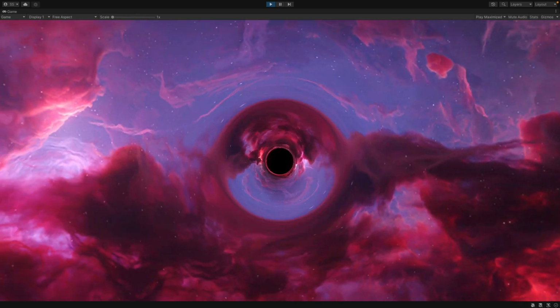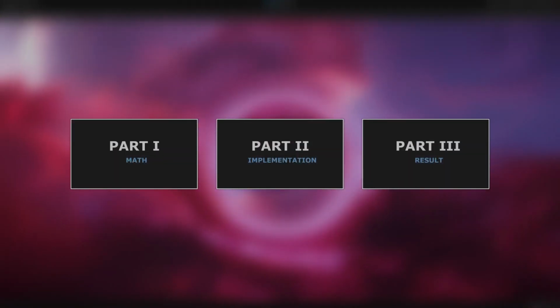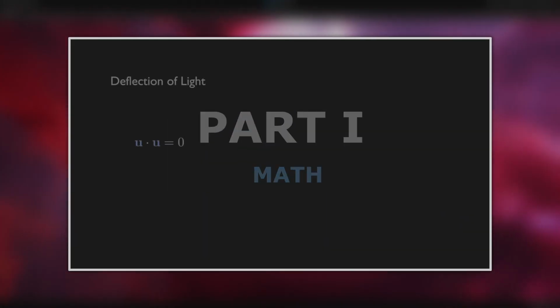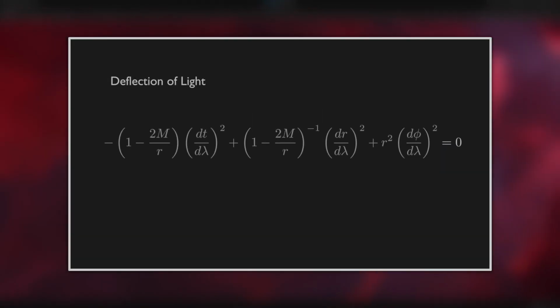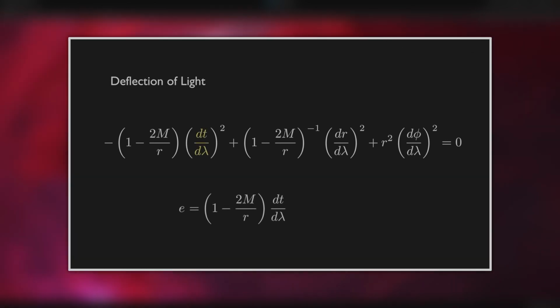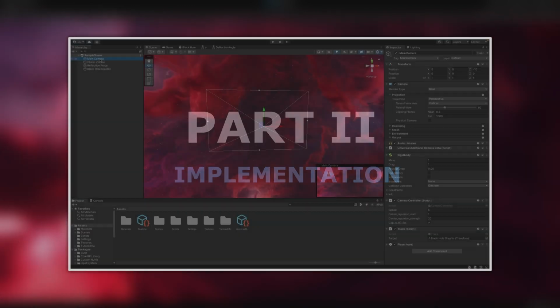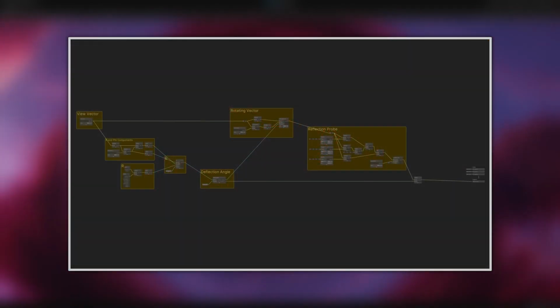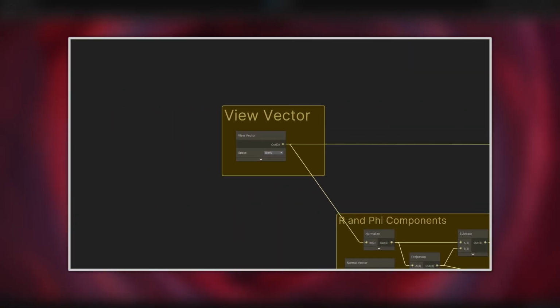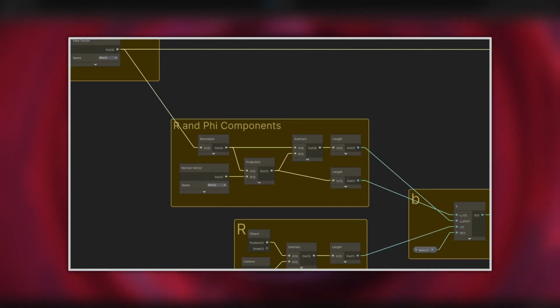The plan for this video is to split it up in 3 parts. In the first part, we'll go over the mathematics, introduce the basic concepts of general relativity, and calculate the orbits of light rays. Then in the second part, we'll hop into Unity and go over how I implemented it. There are probably multiple ways to do it, but I'll just show what I came up with.